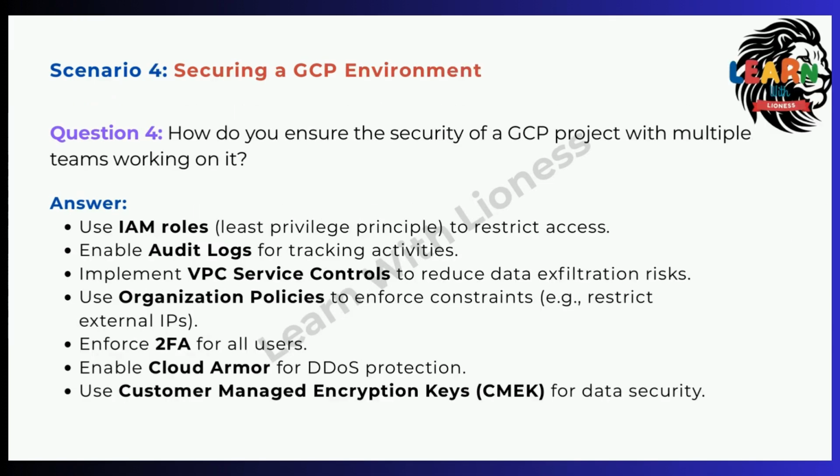Scenario 4. Securing a GCP environment. Question 4. How do you ensure the security of a GCP project with multiple teams working on it? Answer. Use IAM roles, least privilege principle, to restrict access. Enable audit logs for tracking activities. Implement VPC Service Controls to reduce data exfiltration risks. Use organization policies to enforce constraints, for example, restrict external IPs.